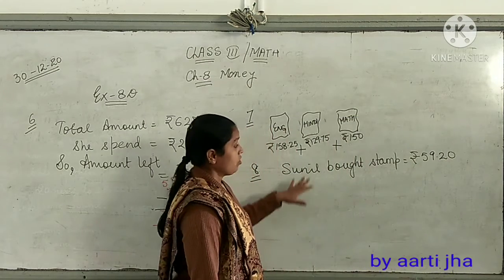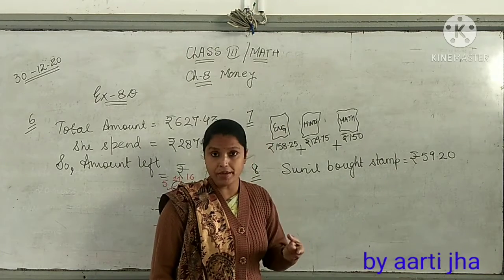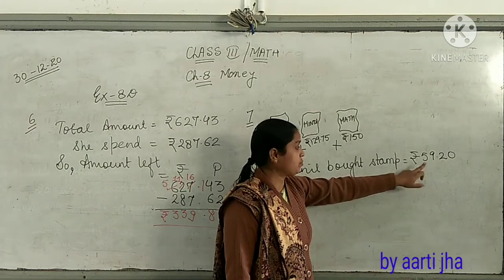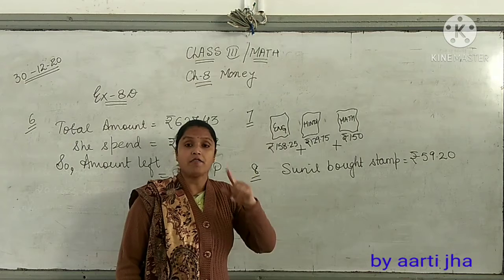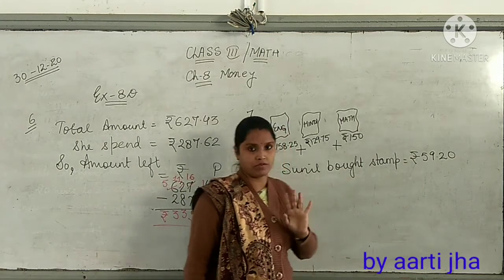That means he has bought, that means he has taken, and for this he has to pay. How much money does he have to pay? He has to pay rupees 59. This much money he has to give to the post office, to the one who is sitting in the post office, for purchasing the stamp.